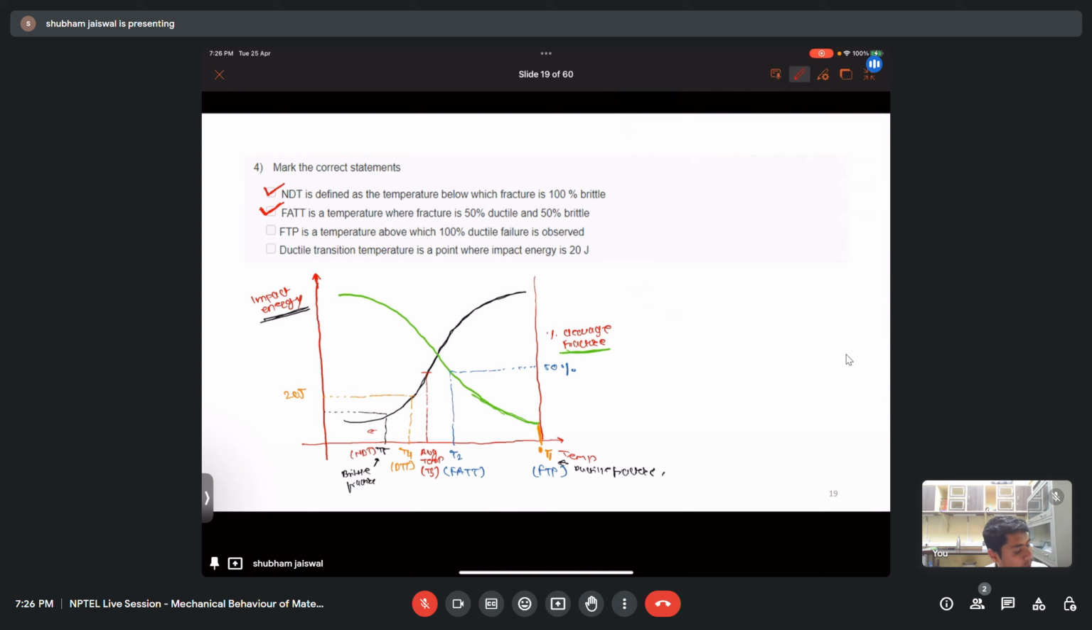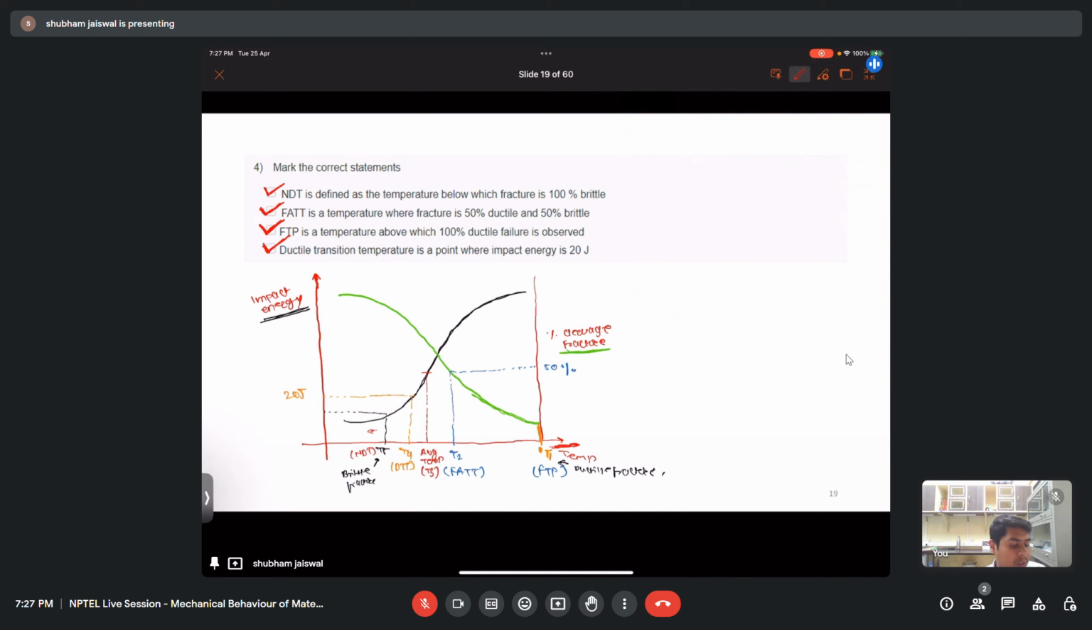Now FTP is a temperature above which 100% ductile failure is observed. So above this temperature, we can get a 100% ductile fracture. So it means this is our fracture transition plasticity temperature. This is also correct. Now the ductile transition temperature is a point where impact energy is 20 joules. So it is correct because we defined the DBTT at an impact energy of 20 joules. So this is also correct. So it means all four options are correct.